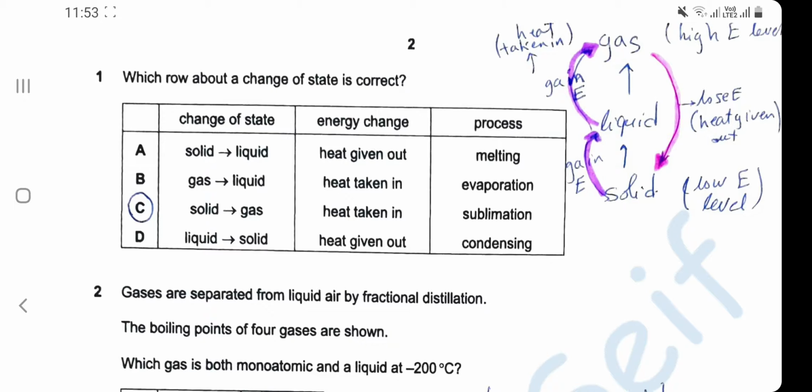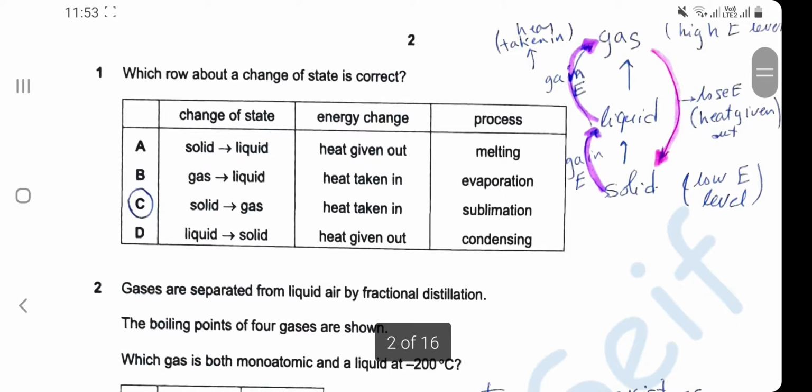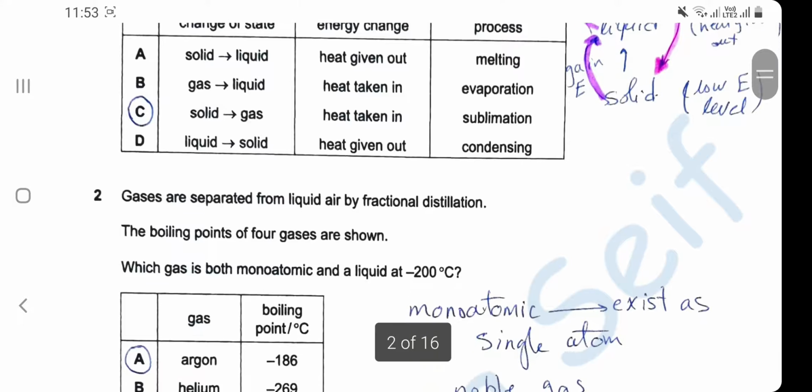Third one, from solid to gas, heat is taken in. This is right. And the process is sublimation. And this is right also. So statement C is correct. About statement D, liquid to solid. From liquid to solid, heat is given out. This is correct. But the process condensing is not correct because from liquid to solid, the process is freezing.